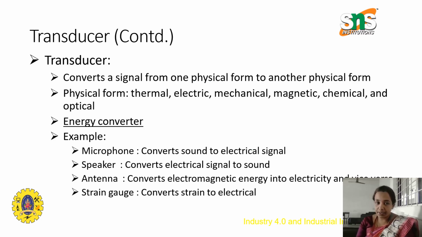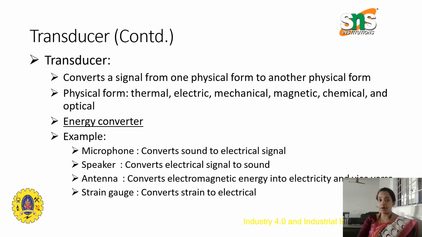So here is the working principle. The transducer usually converts a signal from one physical form to another physical form. So this is the main purpose of a transducer. The physical forms may be thermal signal, electrical signal, mechanical signal, magnetic signal, chemical signal, and optical signal. A transducer usually converts energy, so it is called an energy converter as well.